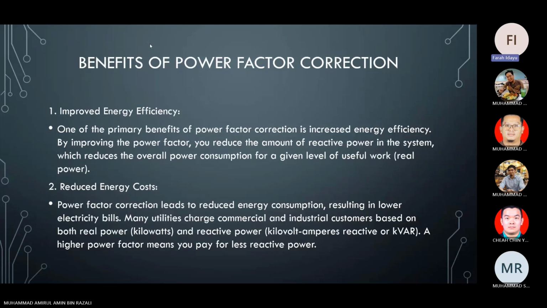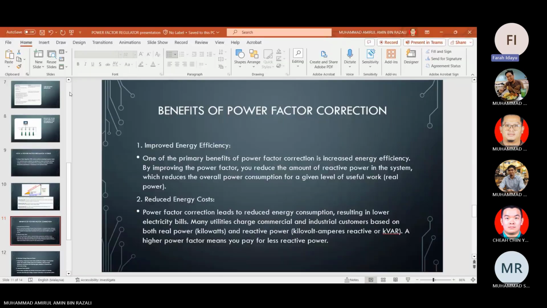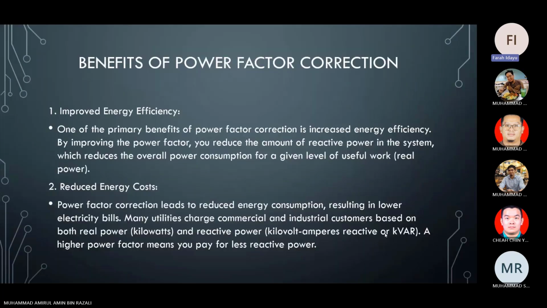real power. The second one is reduce energy cost. Power factor correction leads to reduced energy consumption, resulting in lower electricity bills. Many utilities charge commercial and industrial customers based on both real power, kilowatts, and reactive power, kilovolt-ampere reactive or kVAR. A higher power factor means you pay for less reactive power.